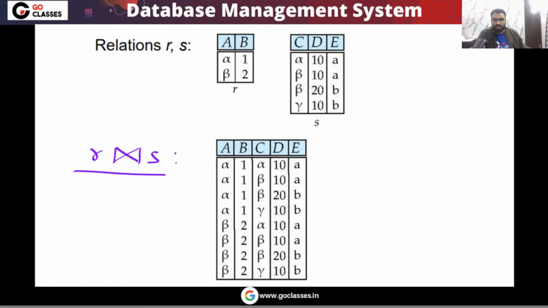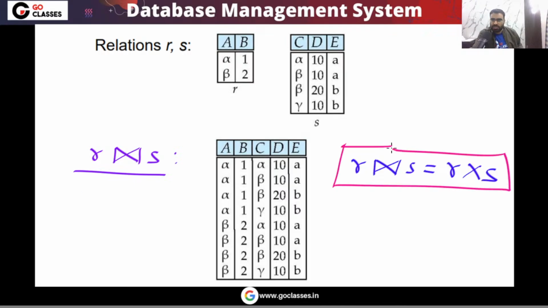When we combine every tuple of R with every tuple of S, this is called Cartesian product, or cross product. So if there is no common attribute in two tables, then this natural join will become the cross product. So I can say that natural join simply becomes the cross product if there is no common attribute with the same name.